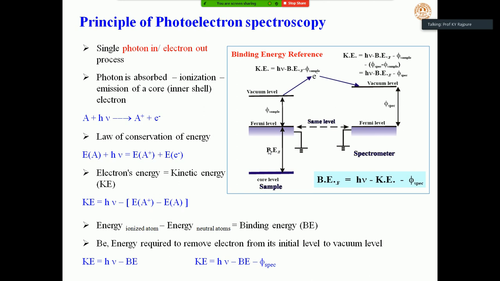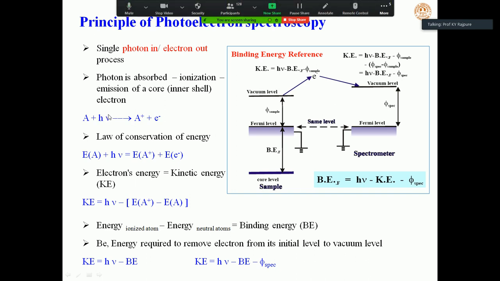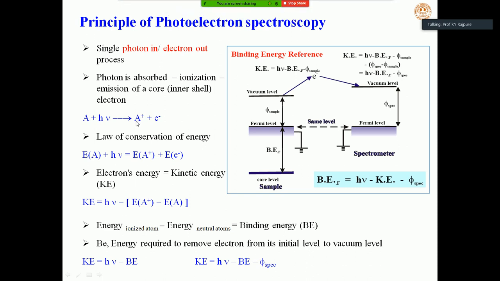So let us talk about the principle of photoelectron spectroscopy. As I said, it is a photon in and electron out process. The photon is absorbed. The atom is initially singly ionized, then doubly ionized. When it is singly ionized, the innermost electron is knocked out. Let us suppose that initially the atom, when it is in neutral state, is illuminated by radiation having energy h nu. It gets converted into a singly ionized atom or ion A plus when one electron is knocked out.